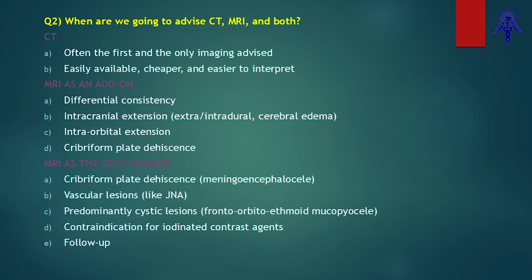And when we do MRI as the sole imaging, nowadays with improved quality and readability of the MR scans, we can directly advise MR as a first line investigation because it will not expose the patient to any radiation hazard. For example, the cribriform plate dehiscence in case of a meningoencephalocele.